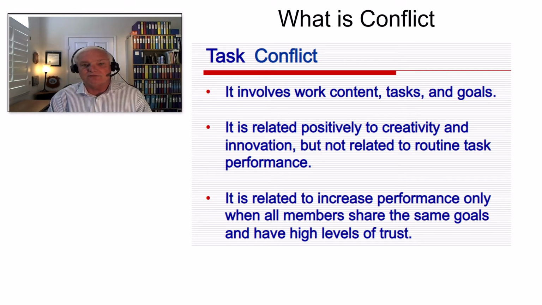So task conflict, when we talk about task conflict, it involves work content, the tasks you're doing, the goals, the milestones that you're trying to accomplish. It's related positively to creativity and innovation, but not related to routine task performance, and it is related to increased performance only when all members share the same goals and have a high level of trust.